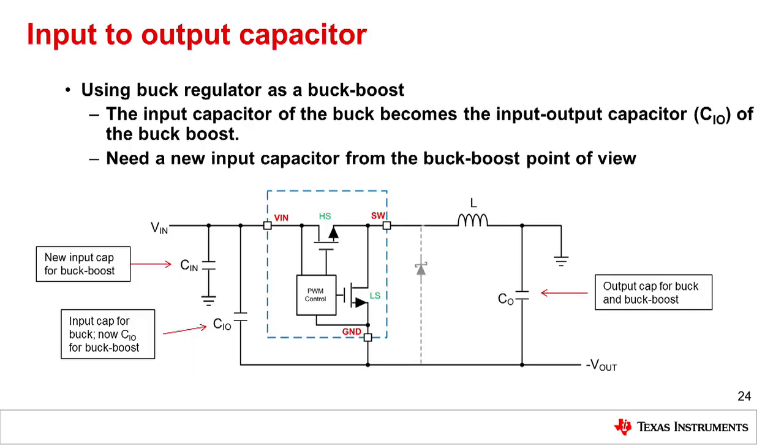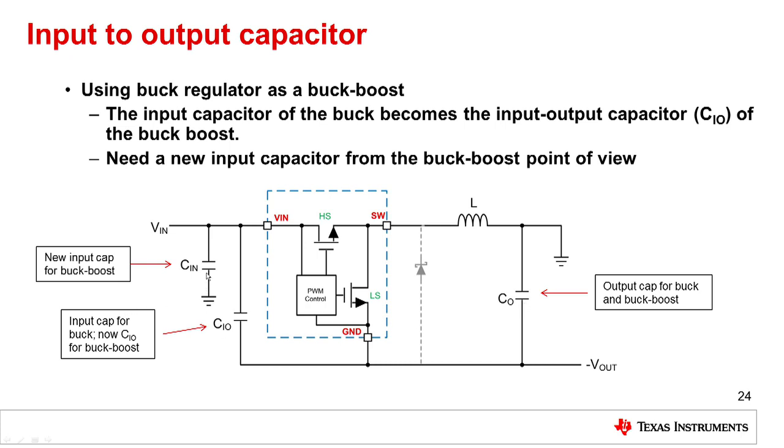So let's take a look at the input and output capacitors associated with a buck boost. We can see here on the left-hand side that the ordinary input capacitor for the buck, which goes between VIN and ground, now becomes our input-output cap for the buck boost, and it's important to have that cap. It's easy also to see that the output capacitor for the buck is exactly the same as it is for the buck boost. It's in the same location.